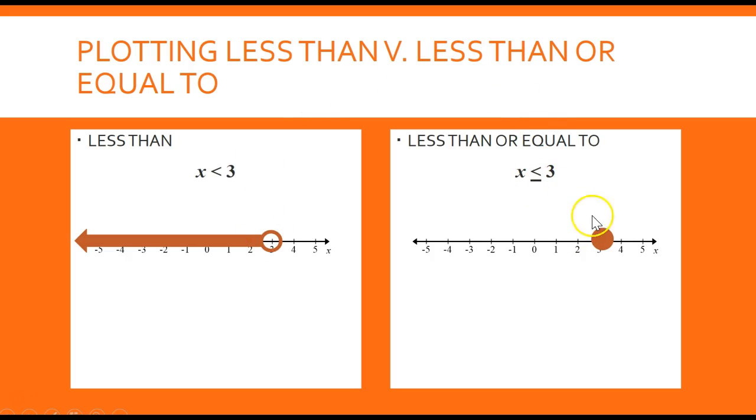So less than or equal to is going to have a solid or filled in circle. And we're still looking for values that are less than 3, so our graph will still be shaded to the left. So that is the comparison between a less than graph and a less than or equal to graph.